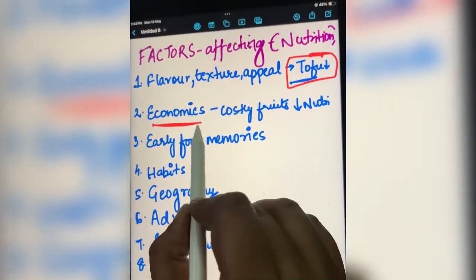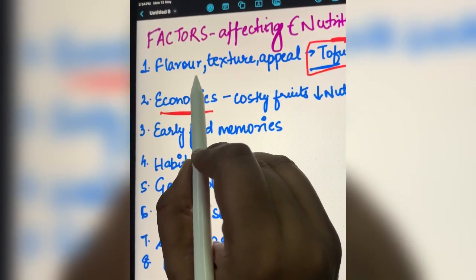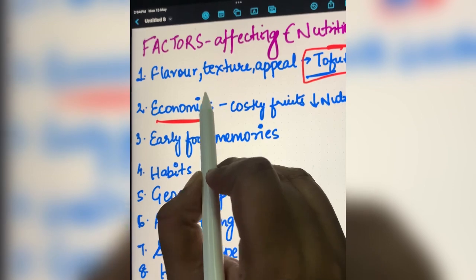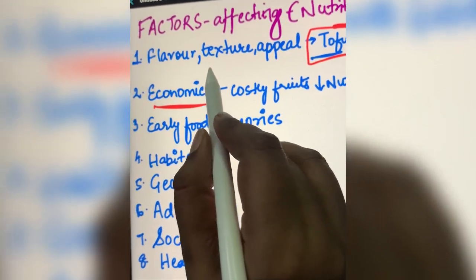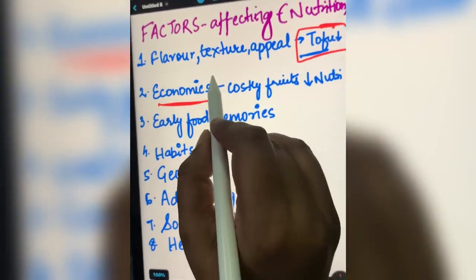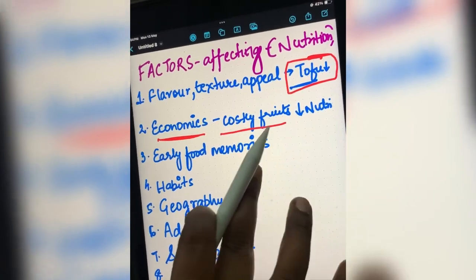Economics. Sometimes economics also plays a very important role. For example, nowadays fruits and vegetables are very costly, but they are a rich source of nutrients. But for poor patients or poor persons, it is impossible to buy costly fruits and vegetables every day. So their nutrition automatically suffers.